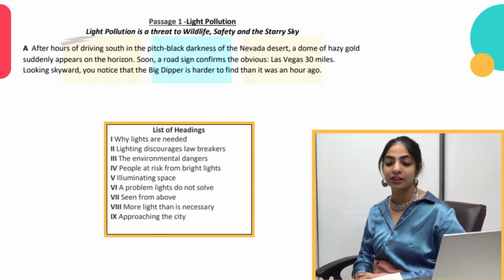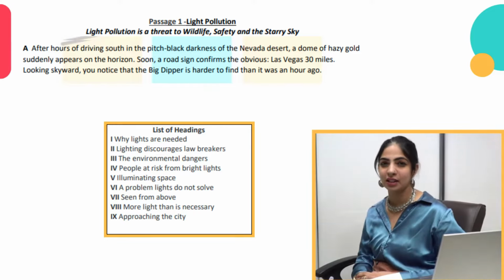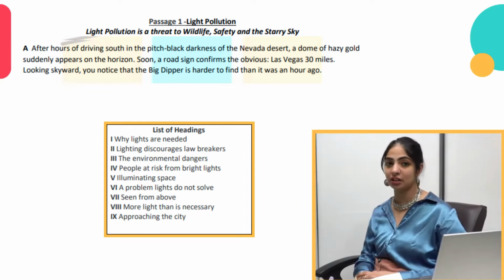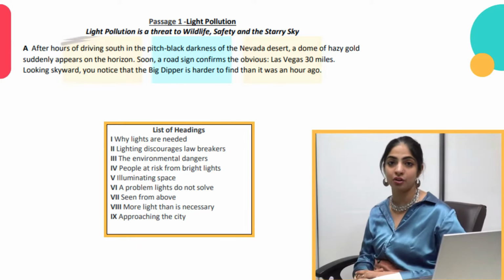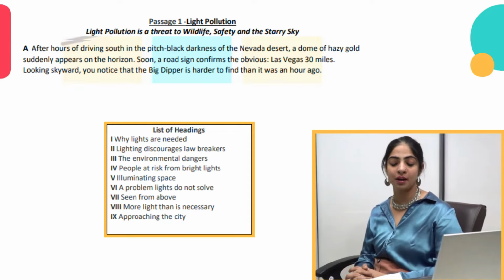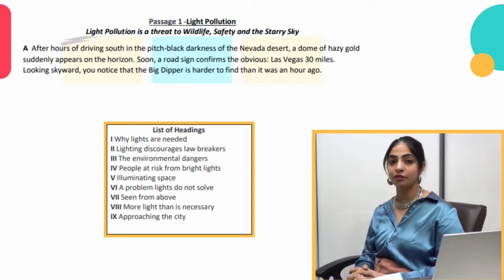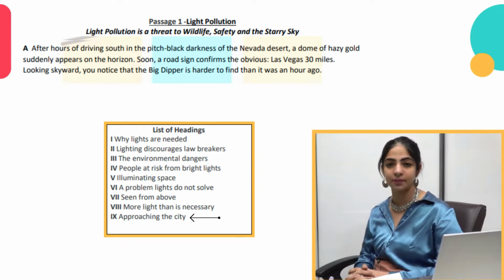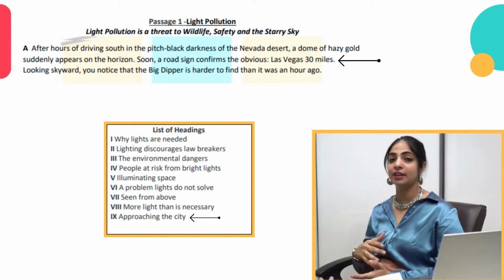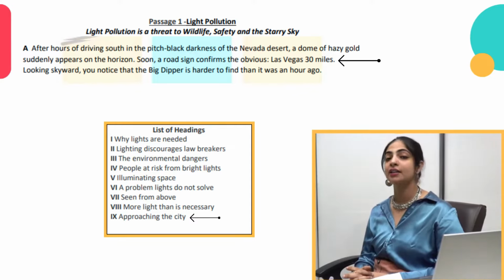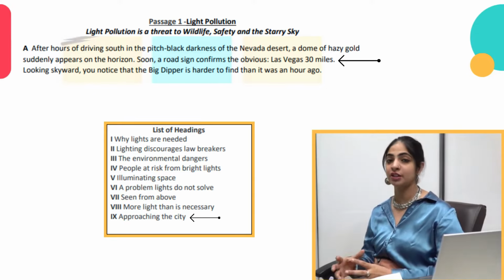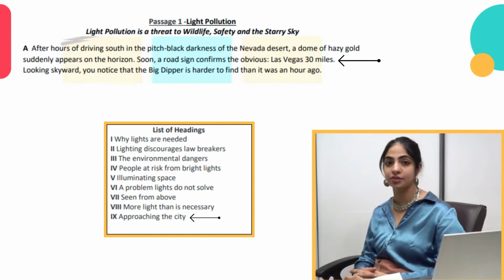If I talk about the fourth, they've mentioned people at risk from bright lights. They're not talking about bright lights, nor are they talking about any risk in the paragraph. They simply talked about a journey. So after having read all the list of headings, the most appropriate one is approaching the city. But wait, are they talking about any city in this paragraph? Yes, they are talking about Las Vegas. And approaching means when they were driving, they saw a sign that is Las Vegas 30 miles, means they were about to approach a particular city.